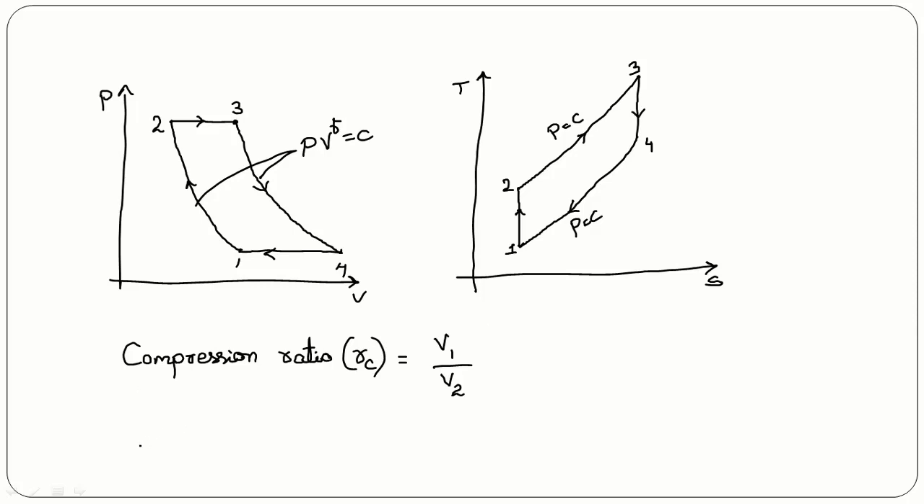Now let us go for another ratio called pressure ratio here. So pressure ratio in this particular case is the maximum pressure, that is P2, by the minimum pressure P1, or you can also write this as P3 by P4, because process 2 to 3 is a constant pressure process, and at the same time process 4 to 1 is also a constant pressure process. So in this particular case, this pressure ratio plays a very important role.